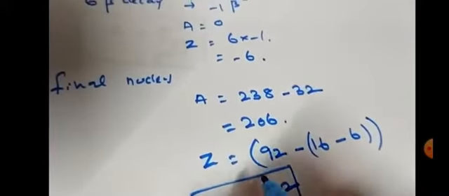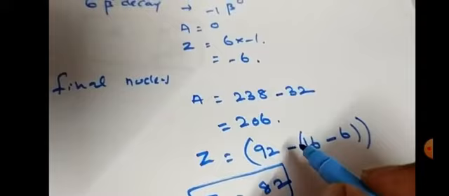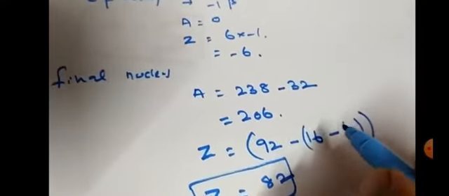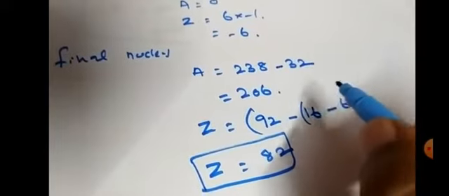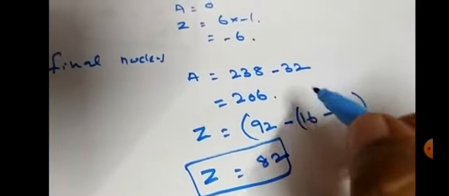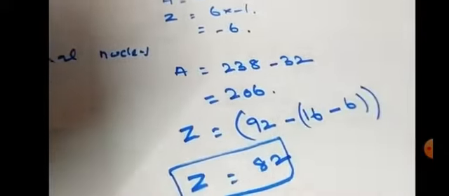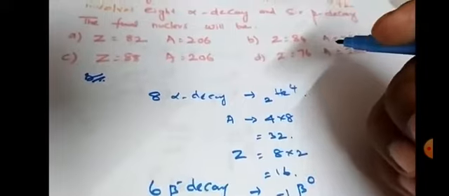If you subtract 92 minus 16 minus 6 in the wrong order, the answer will be 70. That will be wrong. So you have to be very careful when solving this. 16 minus 6 is 10. After that you have to subtract 92 minus 10, that is 82. So the option here is Z is equal to 82 and A is equal to 206. Option A was the right one.